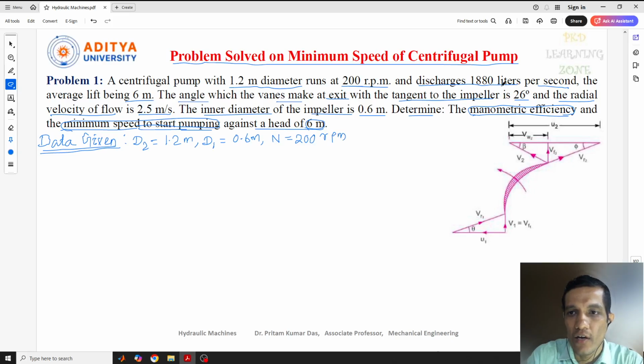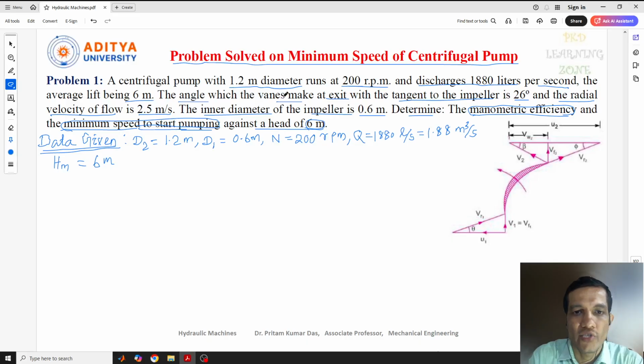And the discharge of this much of water. So that means Q is given here 1880 liter per second, and this one we also can convert into meter cube per second. So if you divide by 1000, we'll get meter cube per second. So we'll get 1.88 meter cube per second. This much amount of water is discharging from the pump. The average lift being 6 meter. So the average lift is nothing but the manometric head. How much distance it was lifted? So that is manometric head, which is given 6 meter. And the same thing is also given here, the pump against the head of 6 meter.